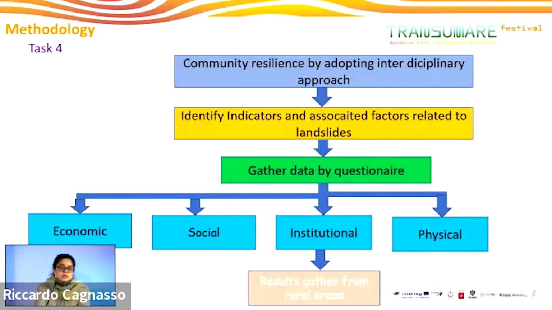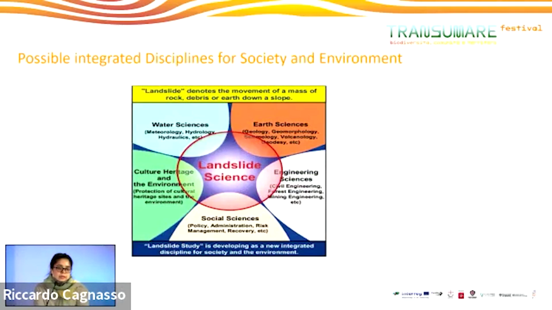And the last one is the connection of other disciplinary approaches in our area, like what economic discipline can do in landslides, or what social discipline can do towards landslides. This is the possible integrated disciplines for society and the environment. It is obvious that landslide study is now developing as a new integrated discipline for society and the environment. It involves different disciplines like social sciences, cultural heritage, the environment, water science and earth science aspects.